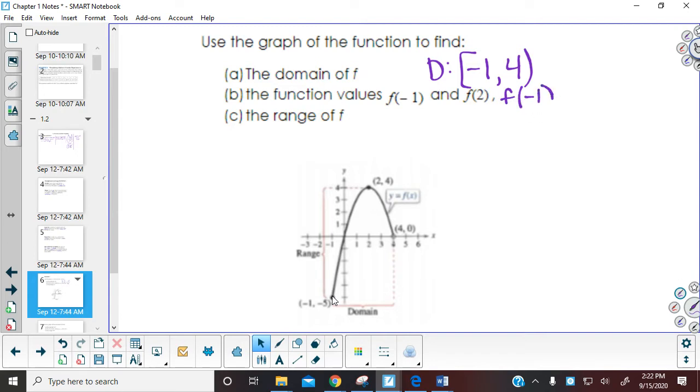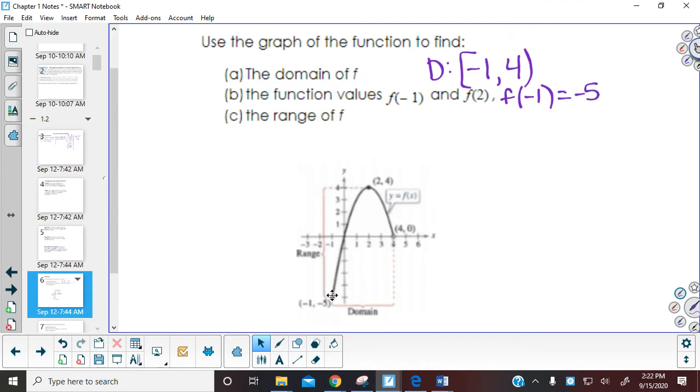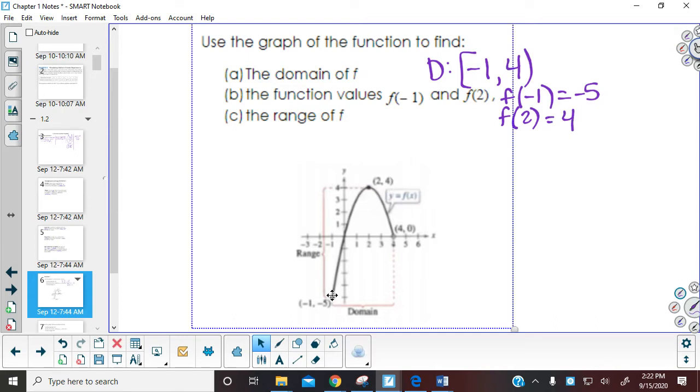All you're going to do is look at your -1 value, figure out what your y value is at that point, which in this case is -5. And then you're going to do the same thing for f of positive 2. Again, your y value at that point is a positive 4. Notice for part C, it's asking you to do the range.